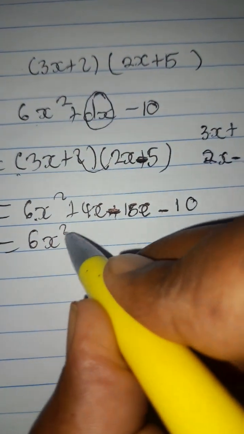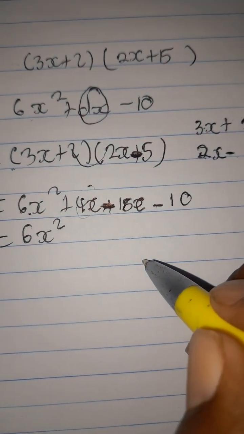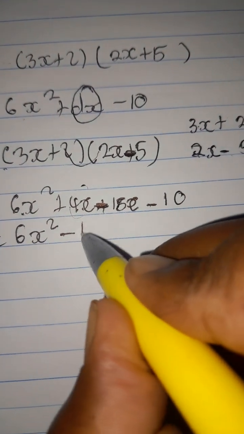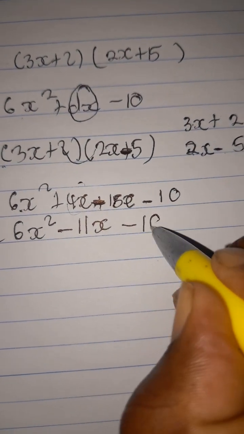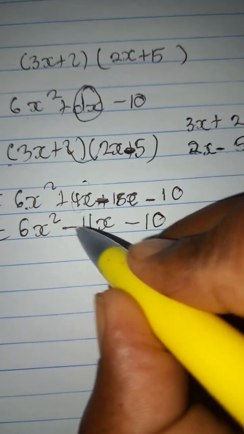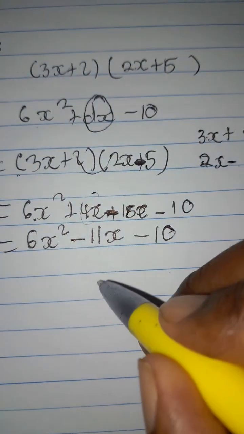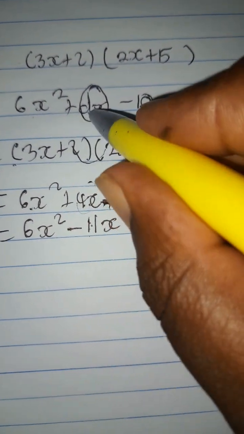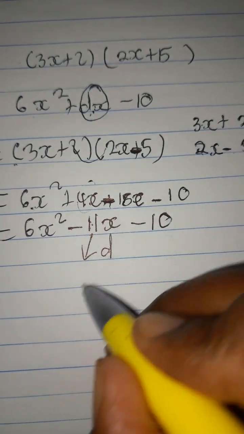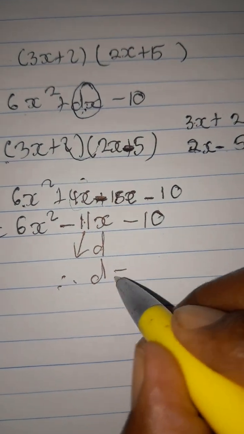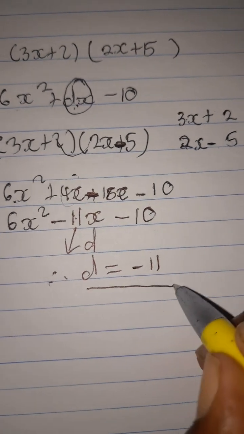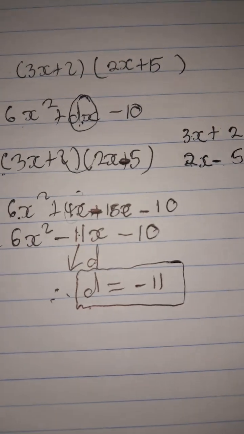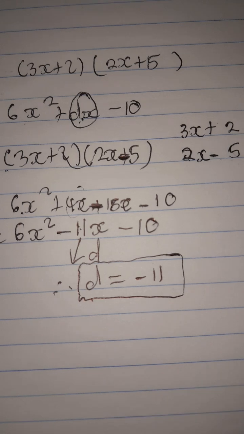So let's continue further. 6x squared. What is 4 minus 15? That will be negative 11x, minus 10. So you can see, remember, this is your d here, guys. You already now know what your d is. Therefore, d is equal to negative 11. I hope I have made sense. That was November 2022, grade 10, question 1.